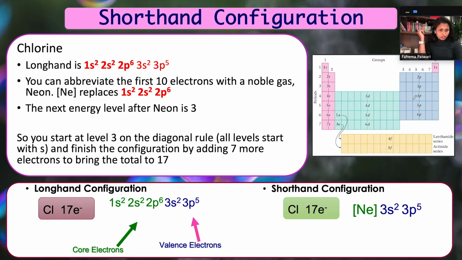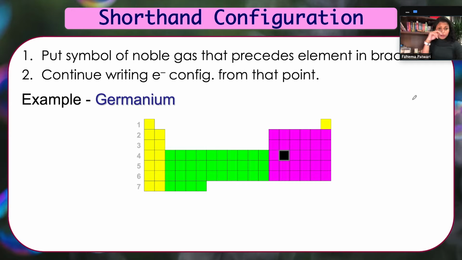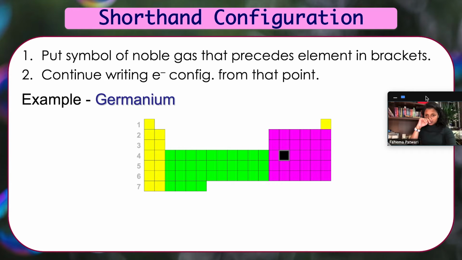So you get the gist here. So the method is, whatever element you're writing shorthand configuration for, find the symbol for the noble gas that precedes that element in brackets, and then continue writing the electron configuration from that point. So here you've got germanium, right? So let's find that on the actual periodic table.